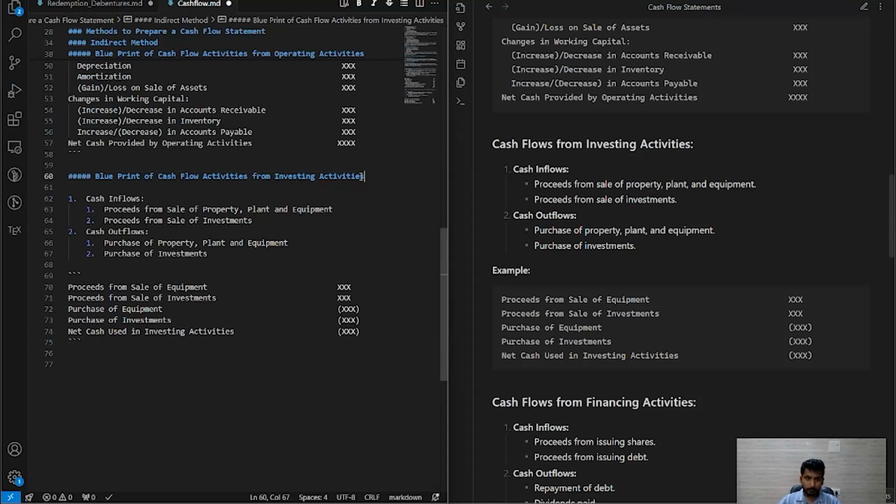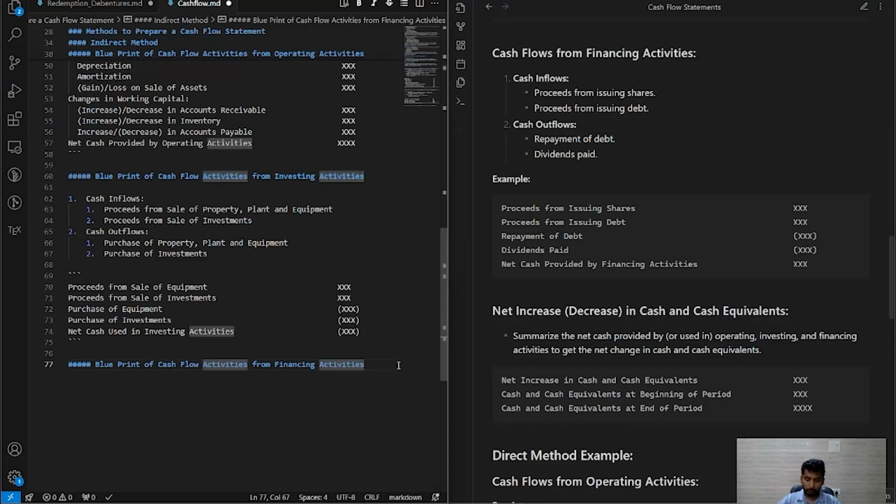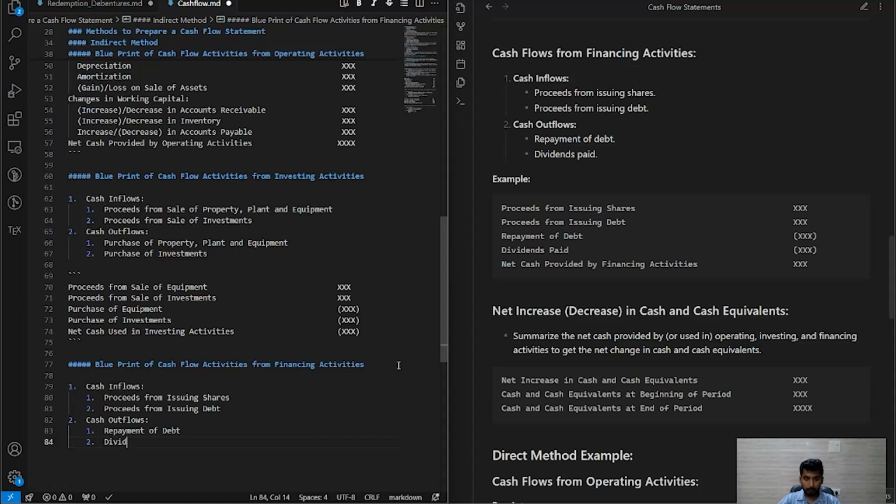Then lastly, financing. In the financing activities, we look for cash inflows from proceeds from issuing shares and proceeds from issuing debt, and we look for cash outflows from repayment of debt and dividends paid.